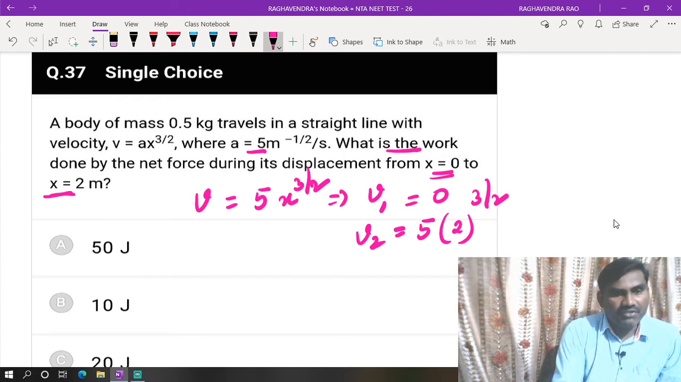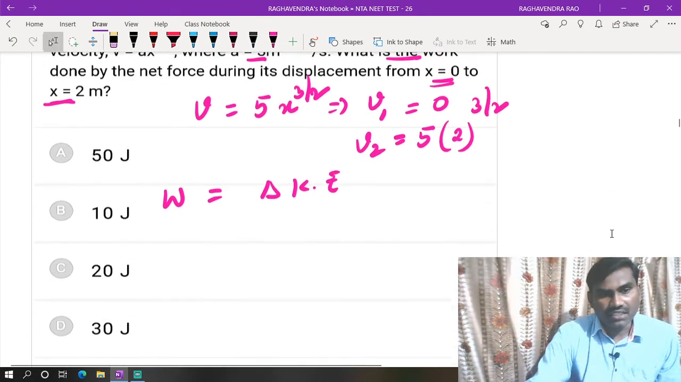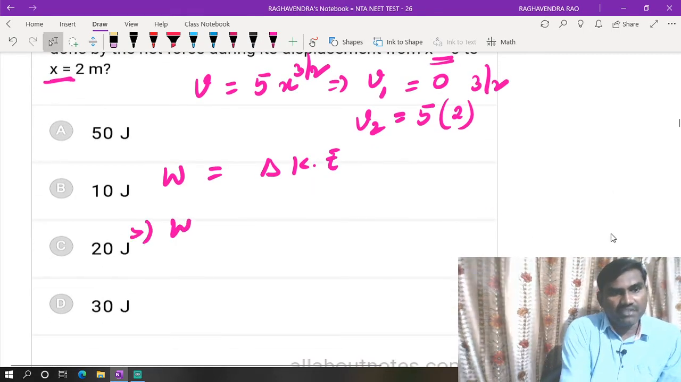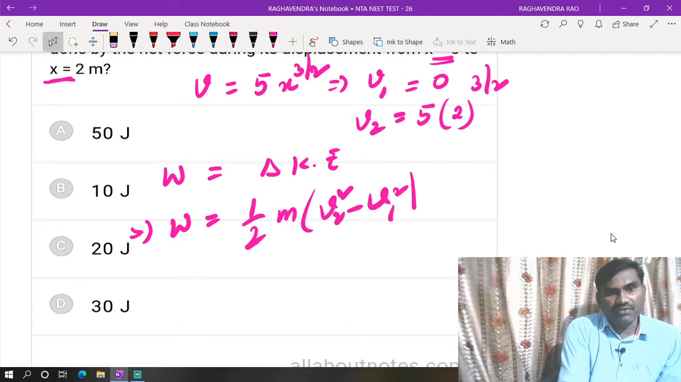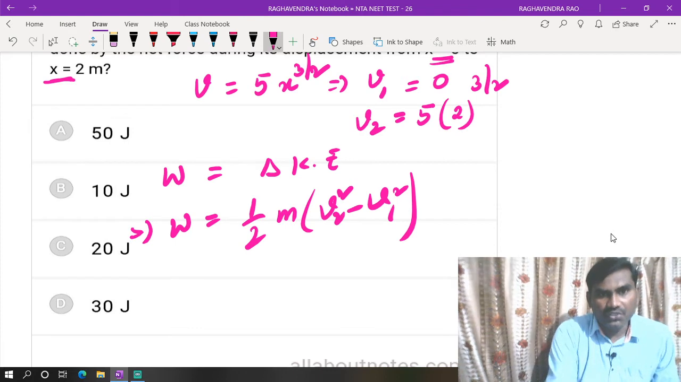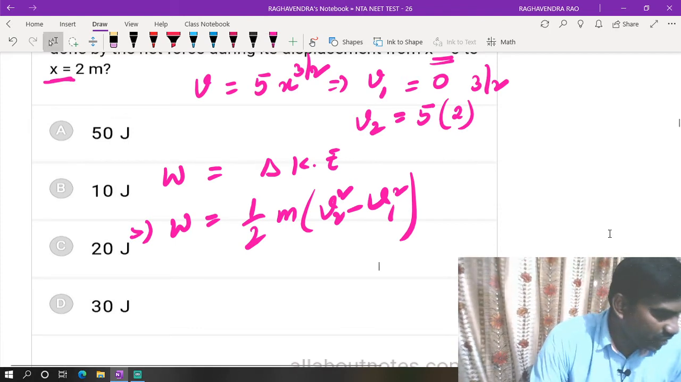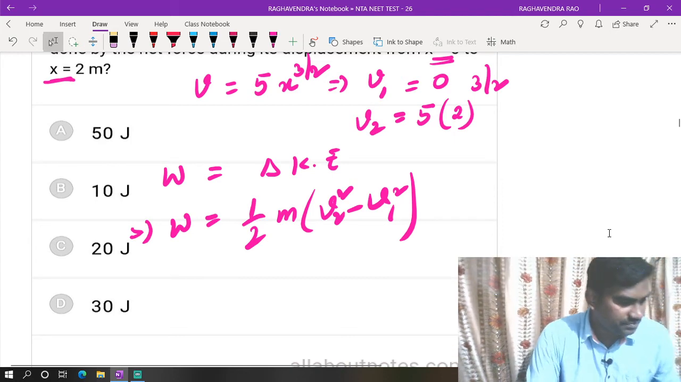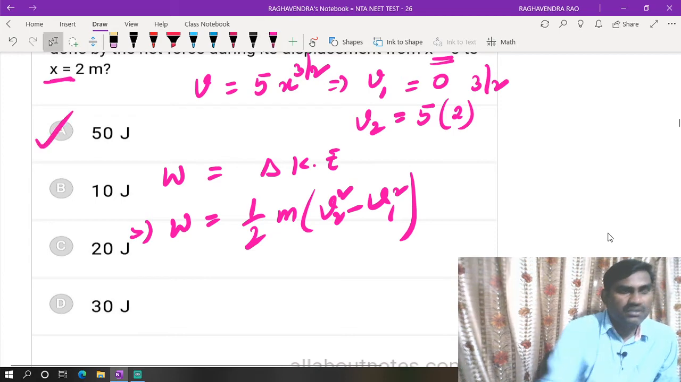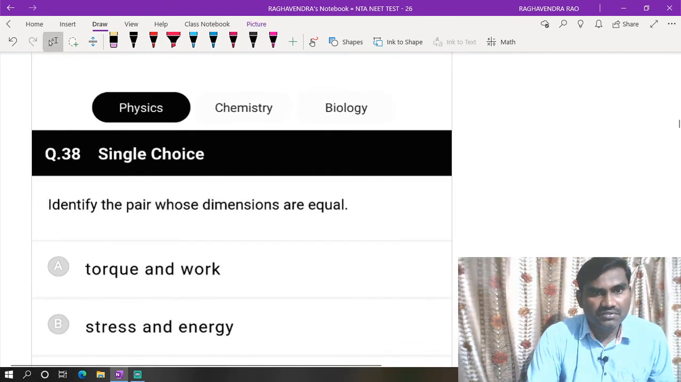Now we have V1 and V2 values. According to the work energy theorem, work done is equal to the change in kinetic energy. So W is equal to half m (V2 square minus V1 square). By doing this square here, 2 will cancel, it becomes 8. The mass is given, so we can calculate the work done. That work done will be equal to 50 joule.